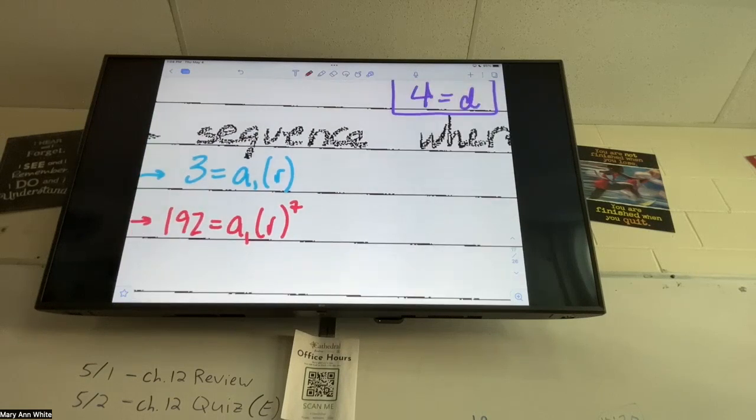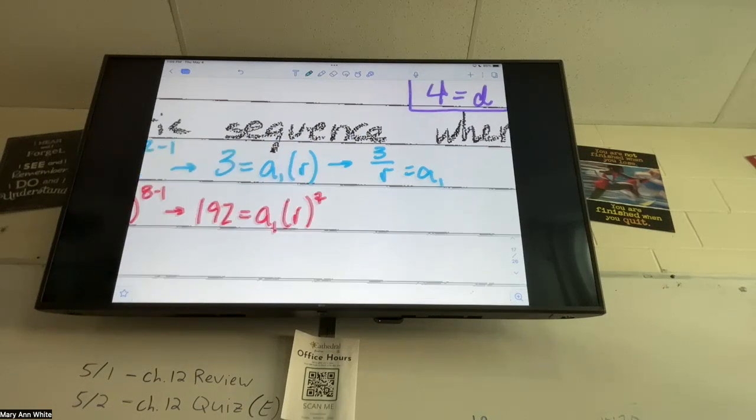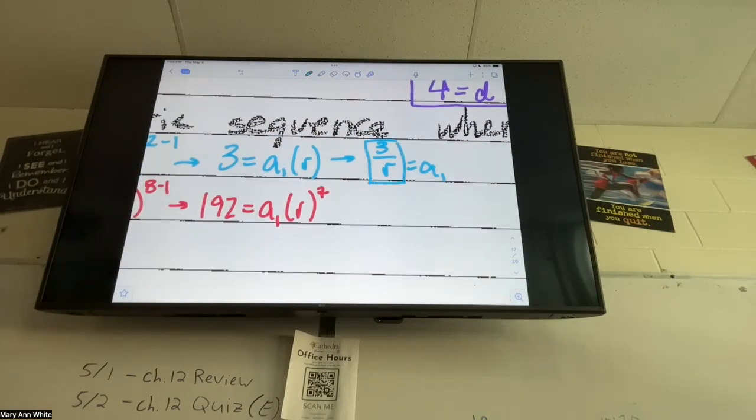So I'm going to take this top equation. If I divide by r on both sides, I get 3 over r equals a sub 1. I'm going to take that 3 over r and plug that in for my a sub 1. So that means 192 is equal to 3 over r times r to the 7.